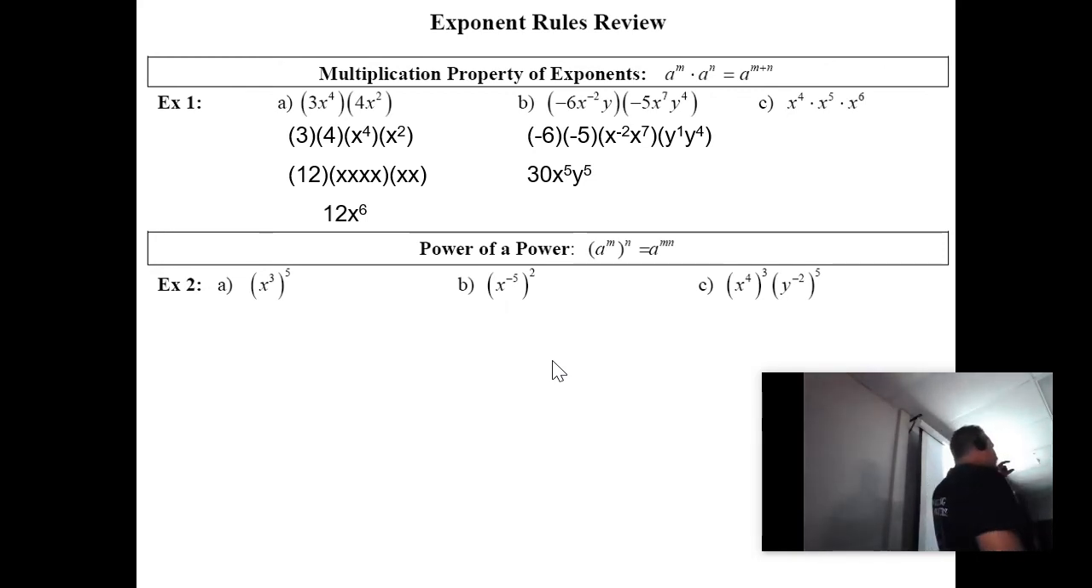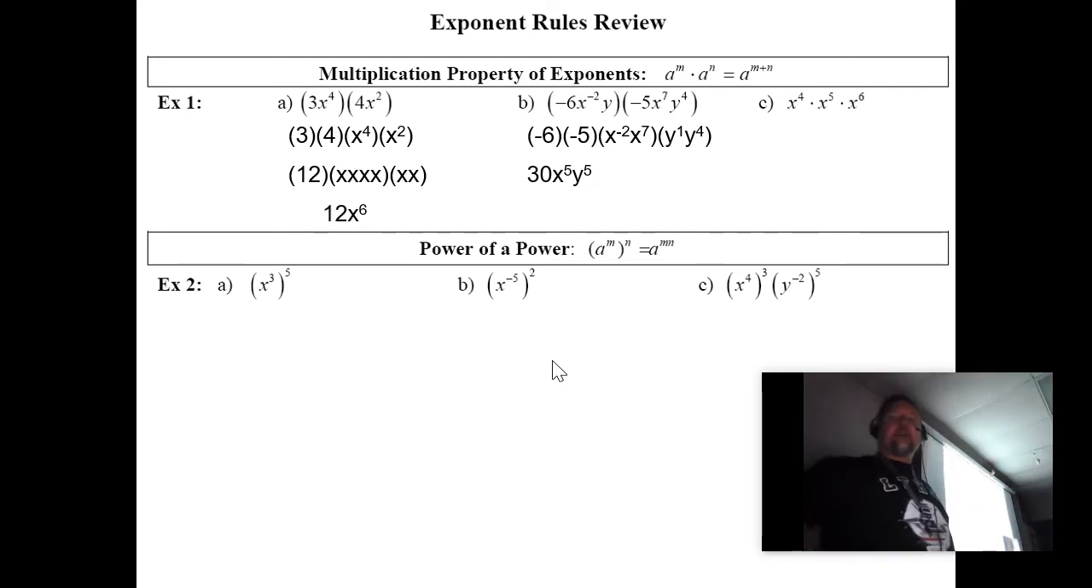X to the negative second belongs on the bottom as x to the second, and then just humor me. I have 7 x's on the top and 2 x's now on the bottom. How many cancel? 1, 2. That's how I get x to the fifth as well. So that's what's behind the negative exponent rule.